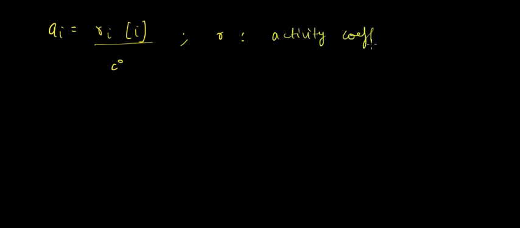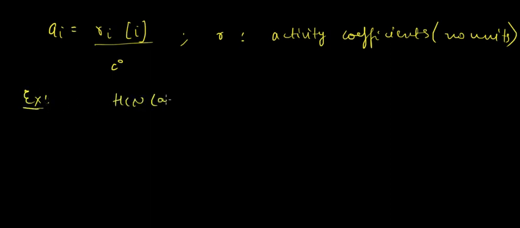Okay, hi guys. So we'll be continuing on seeing more examples of writing Kp and Kc or Kpc for certain reactions. In the previous reaction, we discussed that Ei would be nothing but Ri into Ci divided by C naught, where R was the activity coefficient. Again, this has no units. And we saw some examples on the same in the previous lecture. So let's see some more reactions.